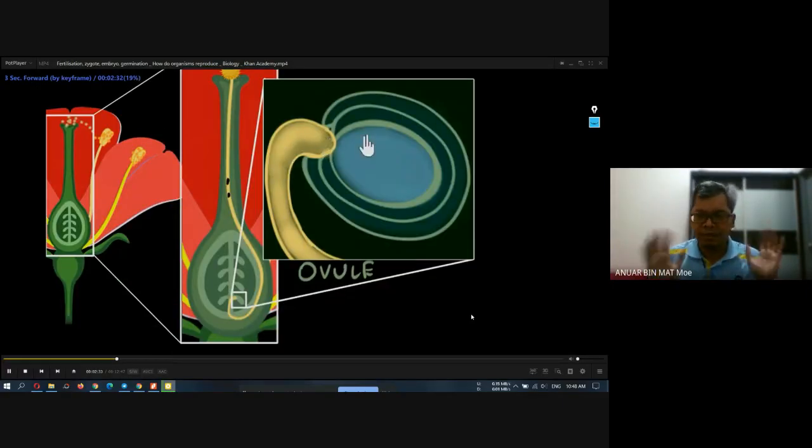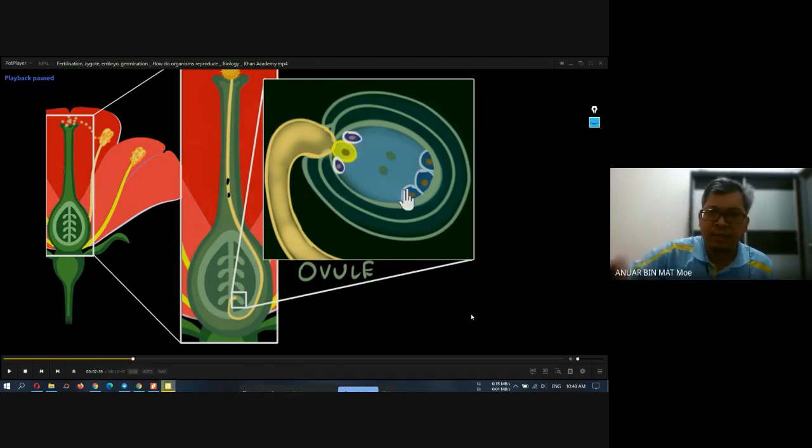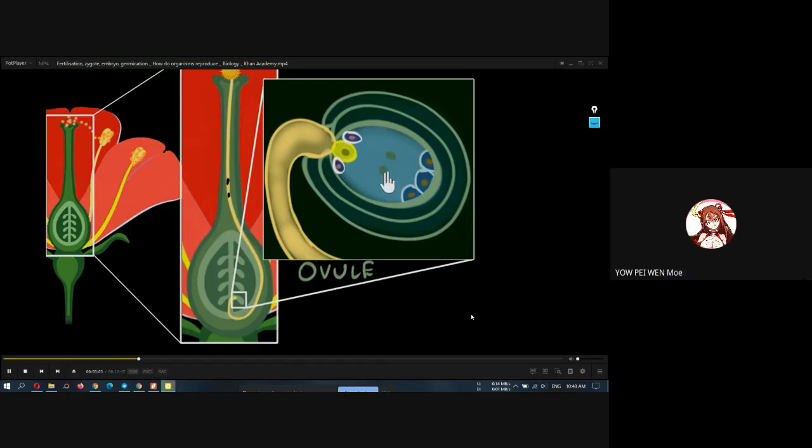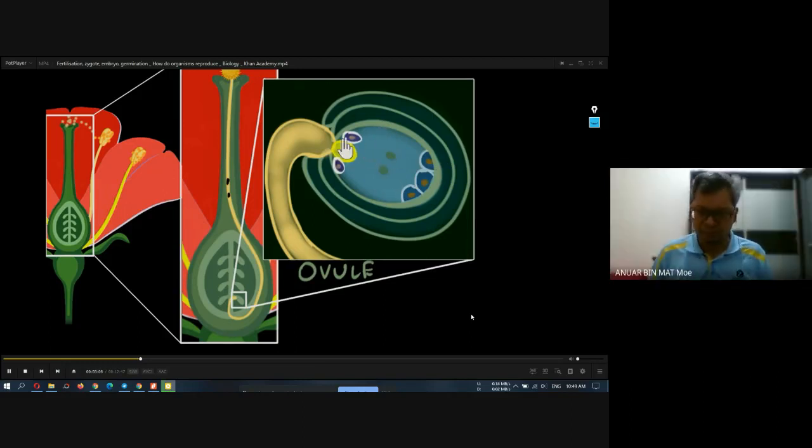Okay, this is the enlarged view, I zoomed in a bit, to show what happened inside the ovule. When there is fertilization, the pollen grain successfully enters the ovary and fuses with the ovule. What will happen? It will become a zygote. Yes, very good. This is fertilization happening.